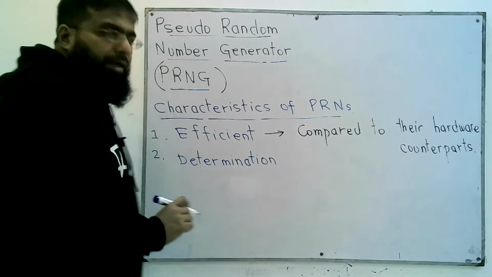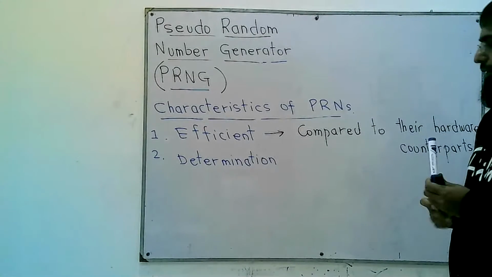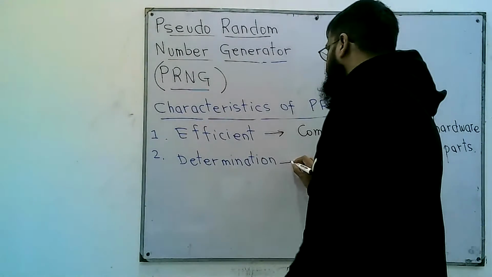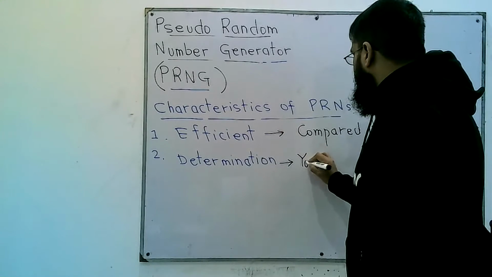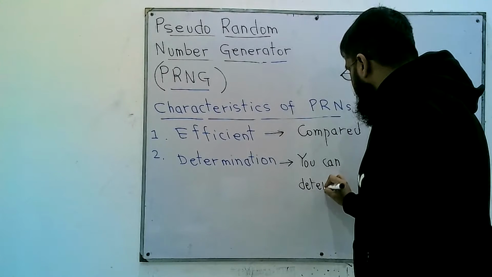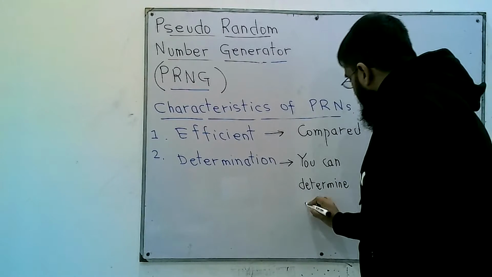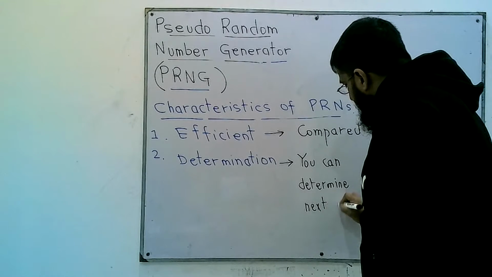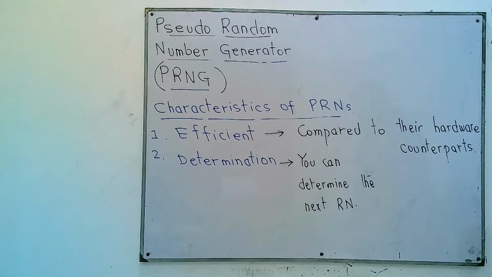Determination means you can determine what will be your next random number. If you can determine it, then how is it random? You can determine the next random number.